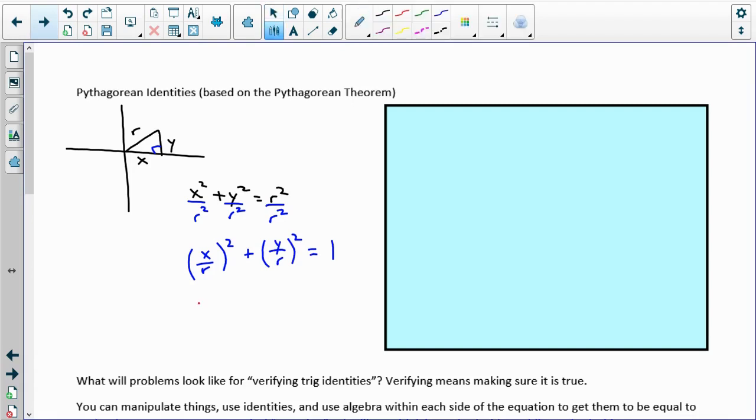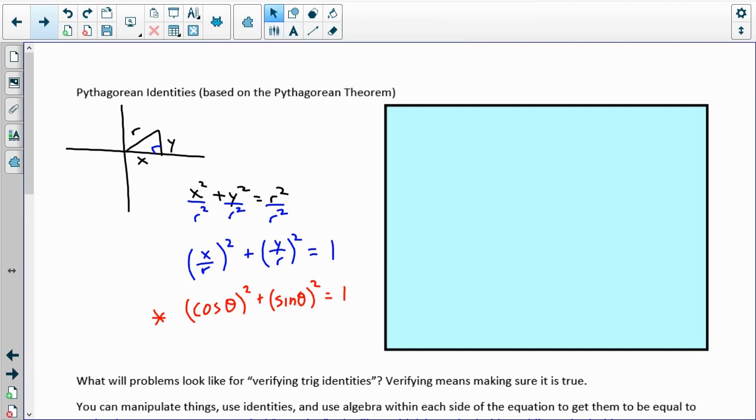We know that x over r is equal to cosine on the unit circle. We know that y over r equals sine on the unit circle. So basically, cosine squared plus sine squared equals 1. This is a huge identity. You will use this all the time.